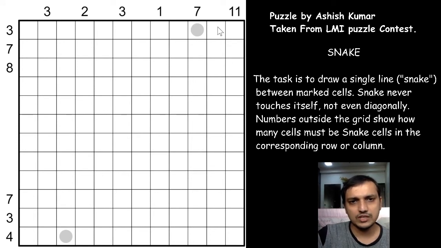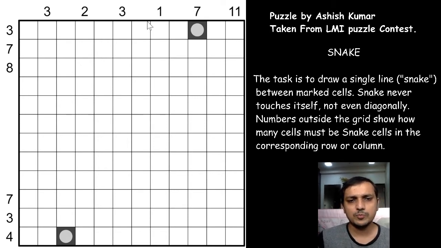Both the endpoints are given, and the number outside the grid indicates the number of snake cells in that particular row or column. For example, these three, we have 3 snake cells in this column, and if you see these 3, you have 3 snake cells in this row. The endpoints are counted as snake cells. So it will start in one of these points and end at the other point. So the rules are clear. Let us start this puzzle.